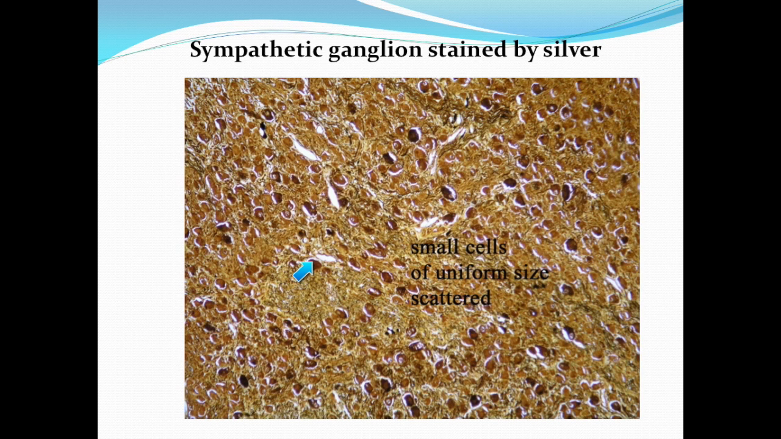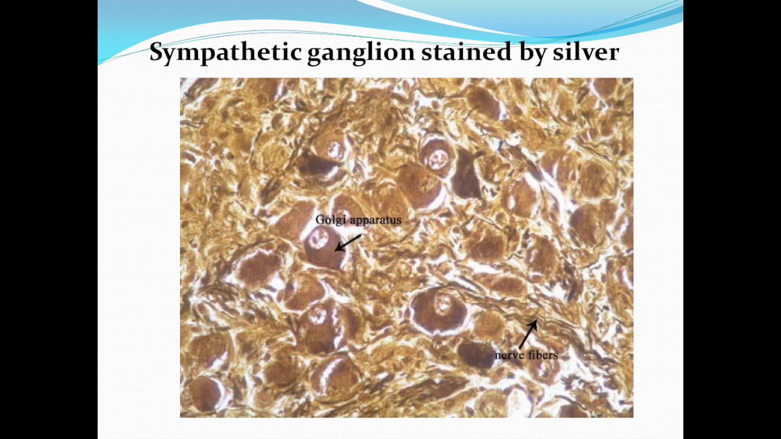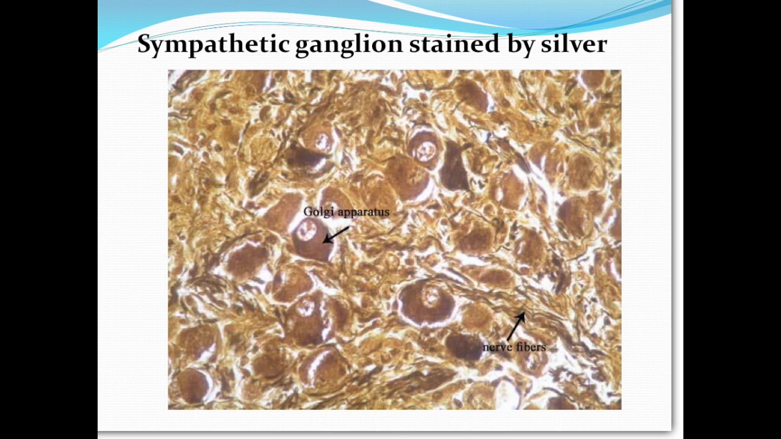Why is the cytoplasm stained brown? Due to the well-developed Golgi apparatus. Why are the nerve fibers here brown? The nerve fibers appear brown due to the presence of the neurofibers that stain brown also by silver. This is the sympathetic ganglion also stained by silver, but of a higher magnification. You can see here that the cells have an achromatic nucleus. The cytoplasm is brown due to the Golgi apparatus well developed. Here the nerve fibers are stained brown by silver due to the neurofibers in the nerve fibers.